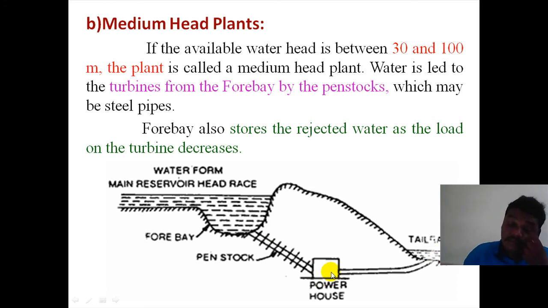And now, when there is a decrease in load, the forebay sends the stored water, which strikes the turbine and rotates it, and the water goes to the tail race. This is a mountain region. Generally, these plants are constructed over hilly mountains.